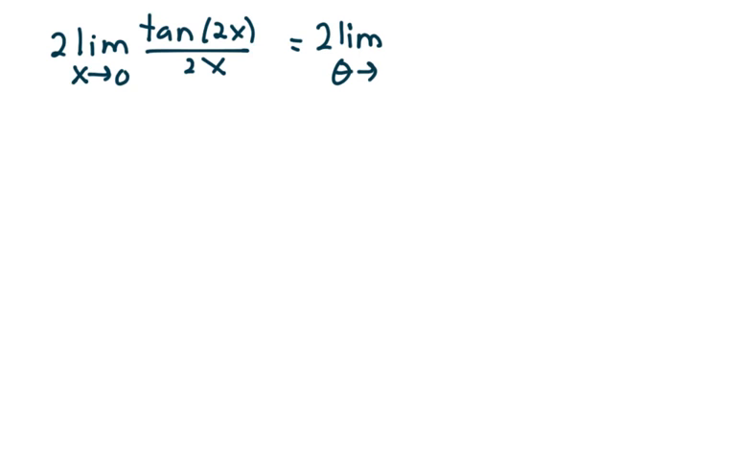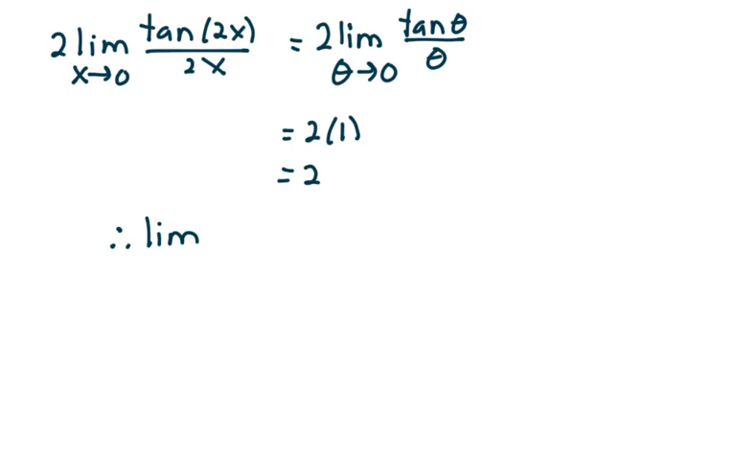And so this is 2 times the limit as theta goes to 0 of tangent theta divided by theta, which is equal to 2 times 1, which is equal to 2. Therefore, the limit as x goes to 0 of tangent of 2x divided by x is equal to 2. That's number 51. I want to take a look at 55.